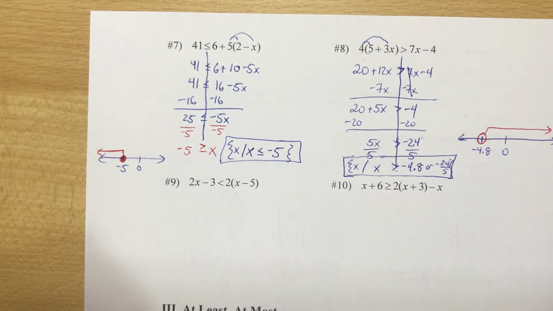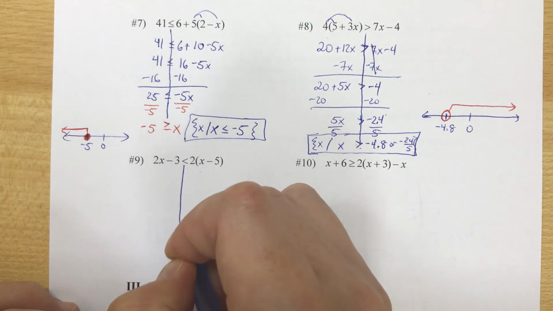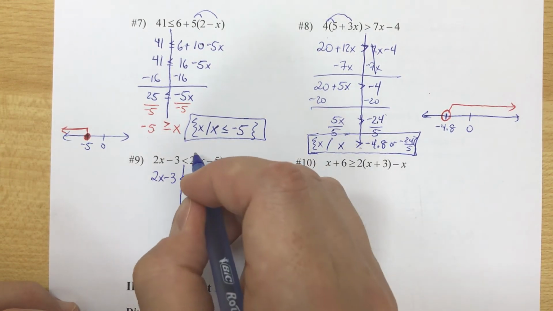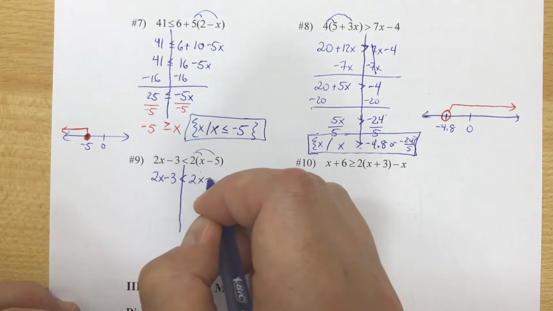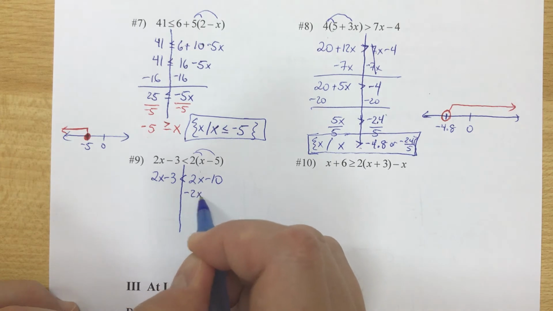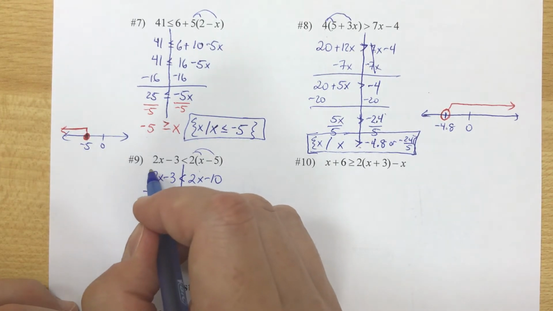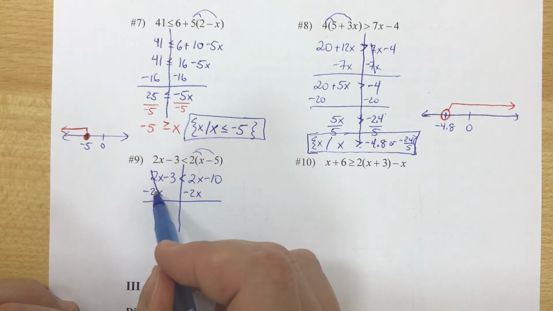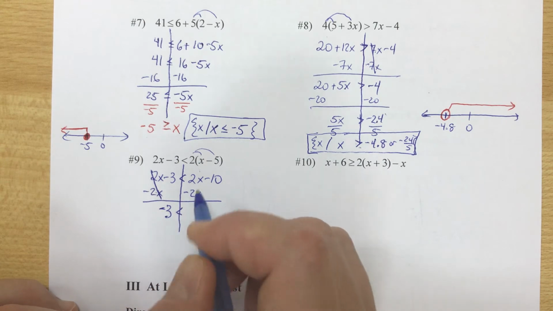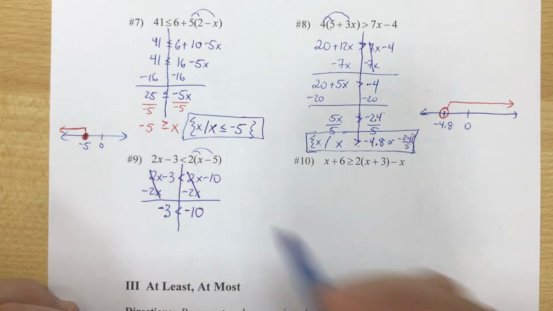Now, number 9 and number 10. Draw the line down. 2x minus 3 less than. When you distribute, we get 2x minus 10. To move 2x, I'm going to subtract 2x from both sides. And we get, the x's get canceled on the left side. That's 0 minus 3, negative 3, less than. The x's get canceled on the right side, that's negative 10.